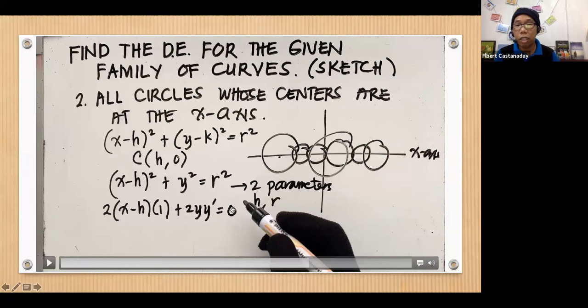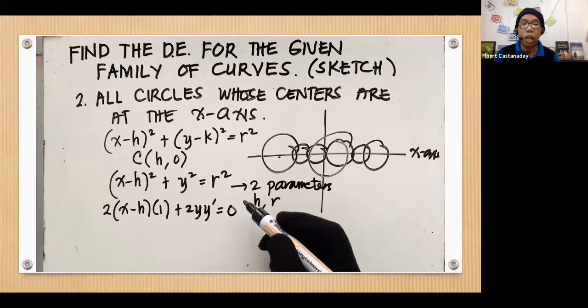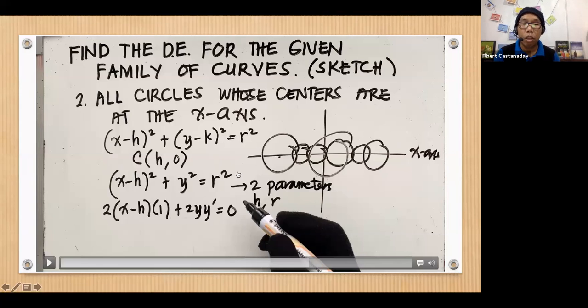Baka magtaka kayo, sir, nasaan yung r squared? Kasi yung iba, di pa siya nakagets or nakalimutan lang siguro, dinidifferentiate nila. So parang yun yung mga common mistakes nila. So ginawa nilang 2r. Mali na kaagad yun. Okay, let's proceed.